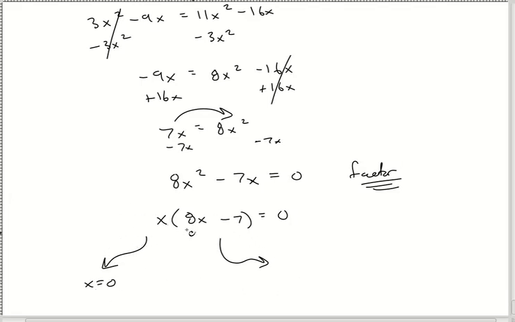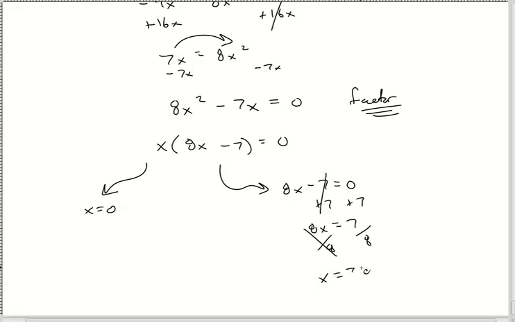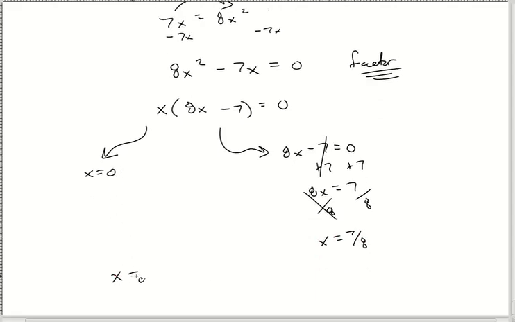Over here, though, it's a little bit more complicated. So I'm going to go a couple steps on this one. I'm going to add 7 to both sides. And I'm going to divide by the 8. So then we get 7/8. And so both of these are answers. So x equals 0, 7/8. There you go.